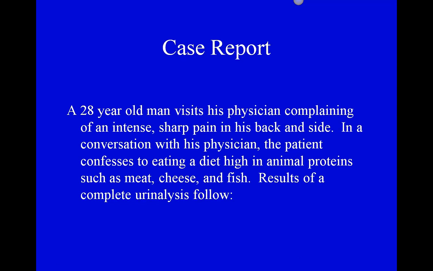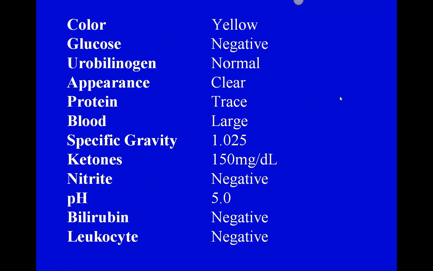Here's a man who visits his physician. You can see his complaint. So in his back and his side, he has sharp pain. He does say that he ate a lot of animal proteins, meat, cheese, fish. You remember those form oxalate crystals? Normally, I'm not saying don't eat meat, cheese, and fish. I'm saying don't eat these in large quantities all the time. Vary your diet. So they did a urinalysis, and let's see what we'd expect.